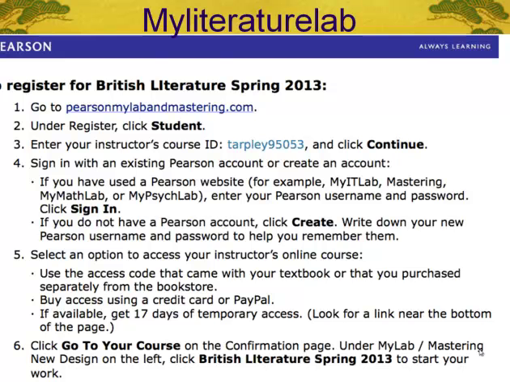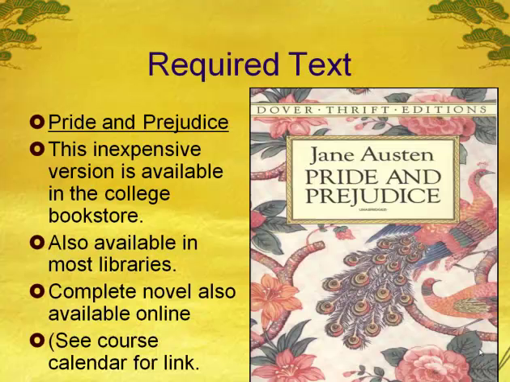Your access code is from the purchase of My Literature Lab, which you'll be buying with a credit card or PayPal. The 7 days of temporary access will not really help you because our semester is 16 weeks. So follow the directions, and ultimately you will click on British Literature Spring 2013 to start working.